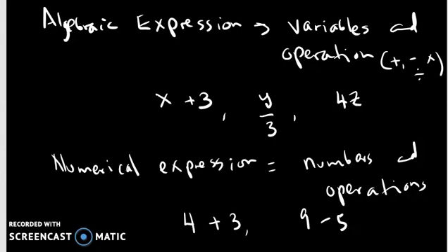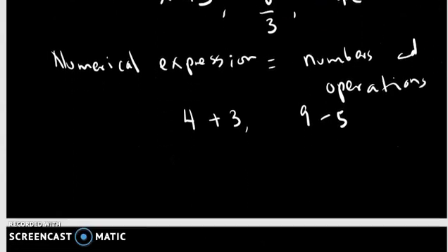Algebraic expressions, on the other hand, are composed of variables and operations, and also numbers. So variables, numbers, and operations. An algebraic expression does not mean much until we are ready to do something with it. So we're going to spend the next few minutes trying to evaluate algebraic expressions.